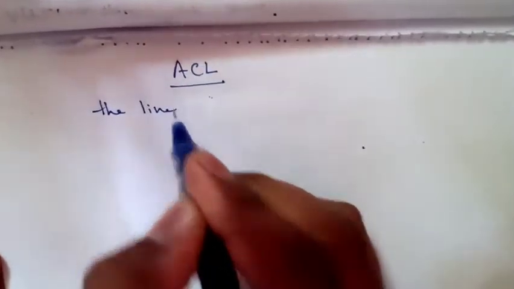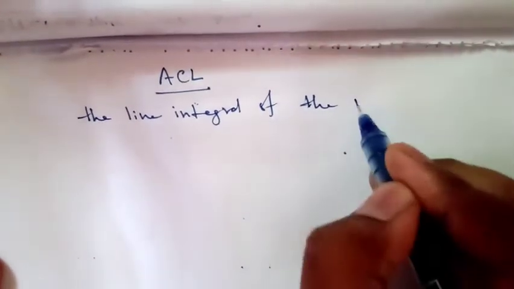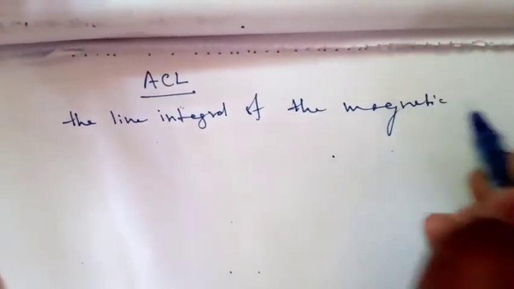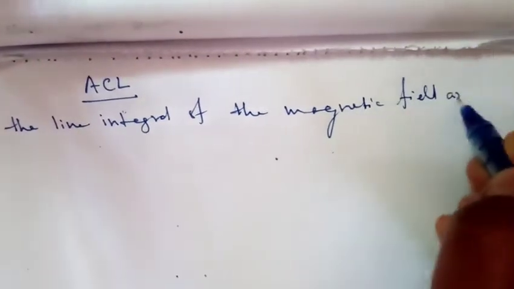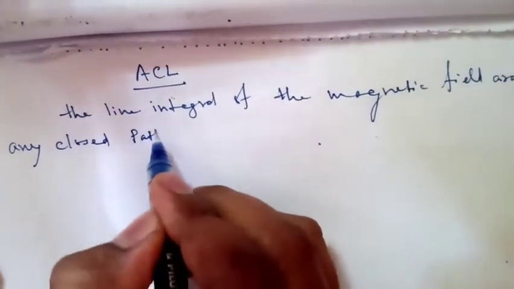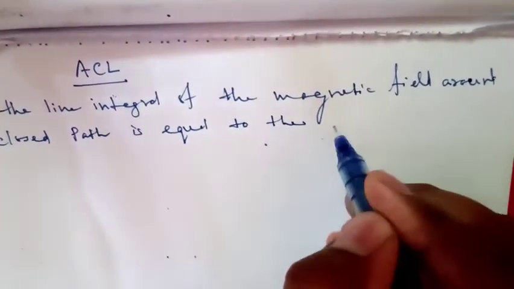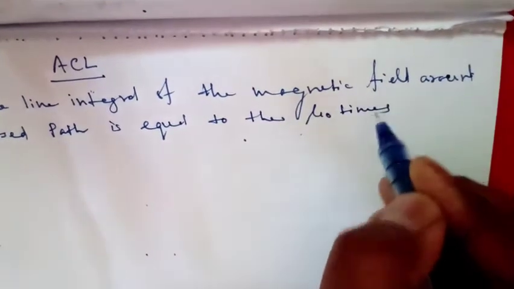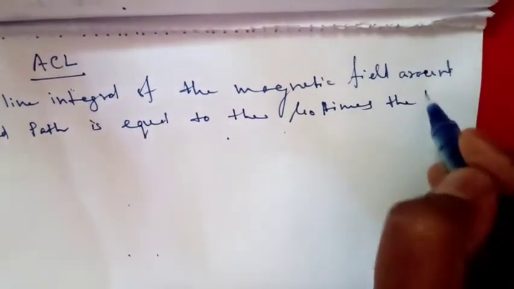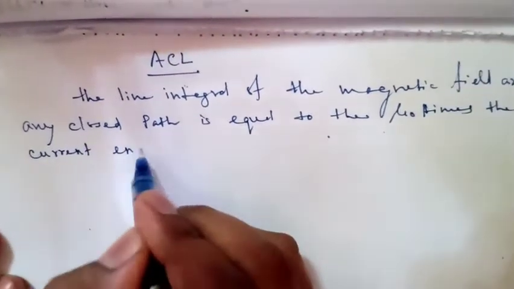This law states that the line integral of the magnetic field around any closed path is equal to mu 0 times the total current enclosed by the path.